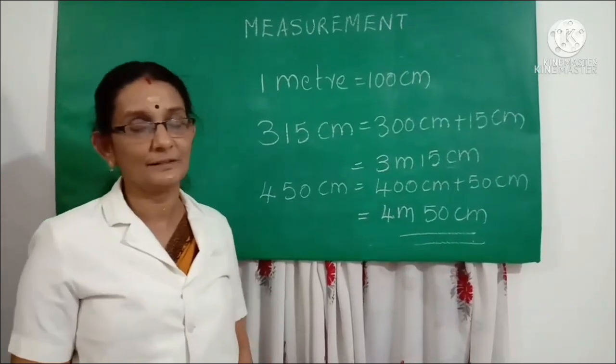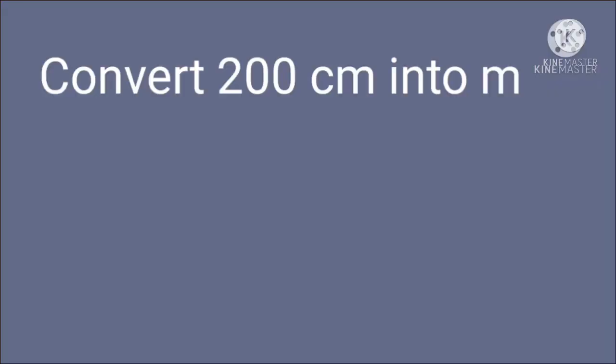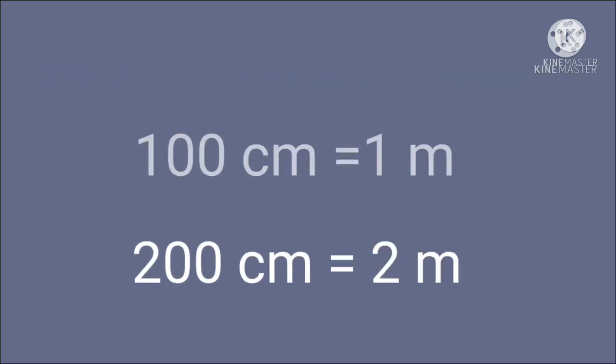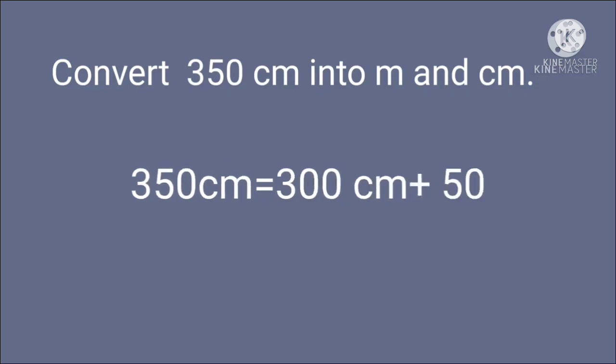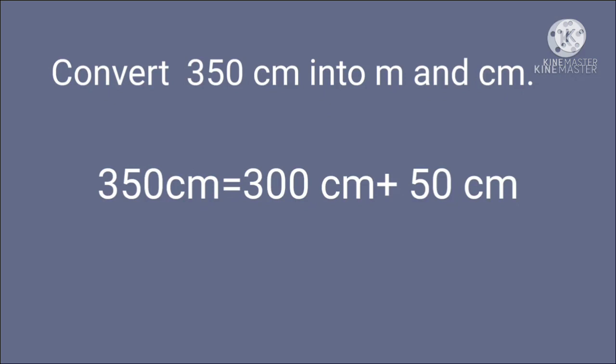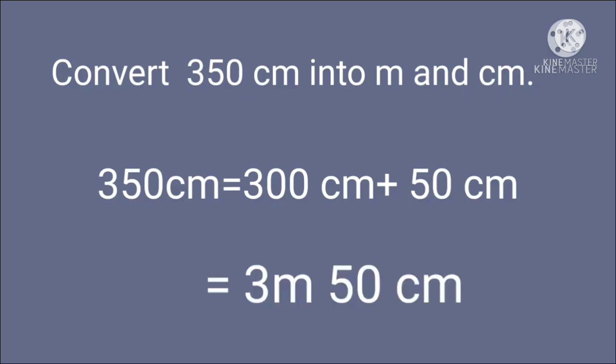So let us do some more examples, children. Let us convert 200 centimeter into meter. We know that 100 centimeter is equal to 1 meter. So 200 centimeter is equal to 2 meters. Now let us convert 350 centimeter into meter and centimeter. 350 centimeter can be written as 300 centimeter plus 50 centimeter. Isn't it, children? Also, we know that 300 centimeter is equal to 3 meters. So 350 centimeter is equal to 3 meters and 50 centimeter.